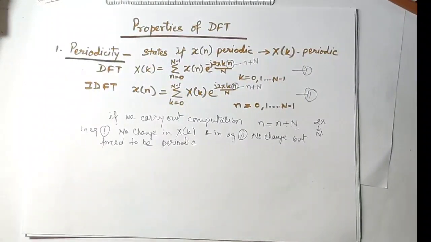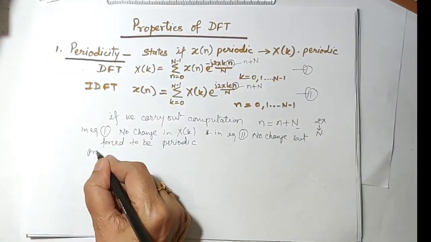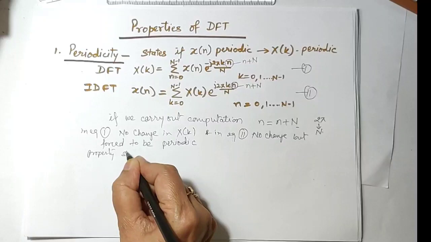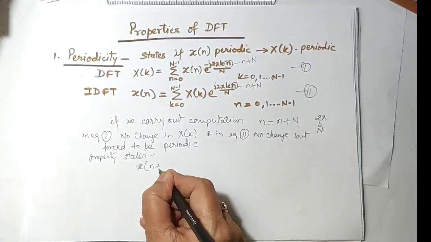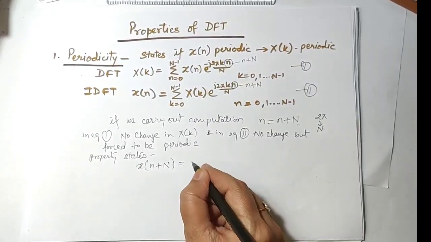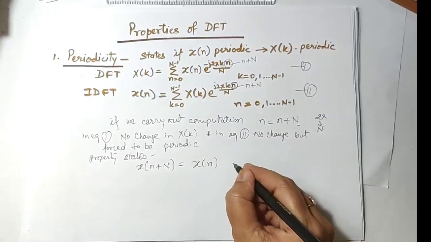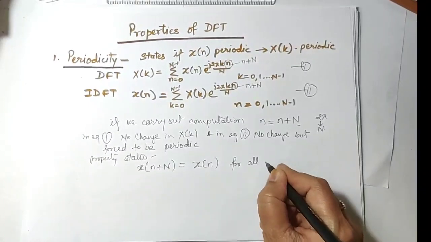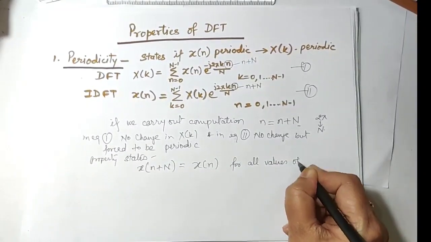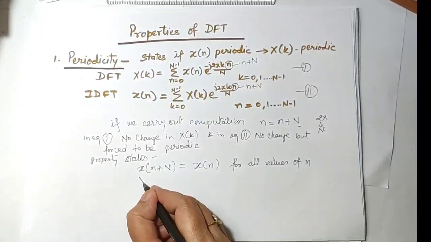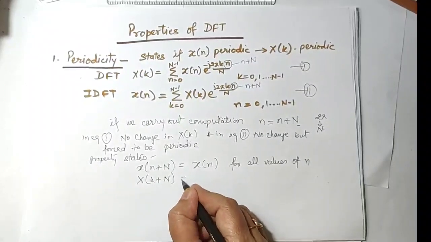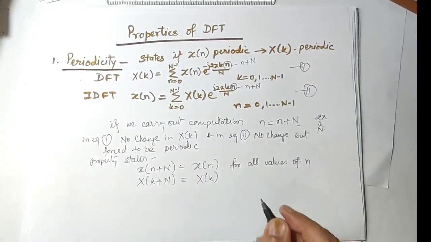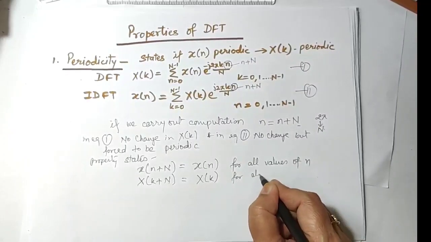Now the property states that if x(n) plus N is the same, there is no change for all values of n, and X(k) plus N will be X(k) for all values of k.